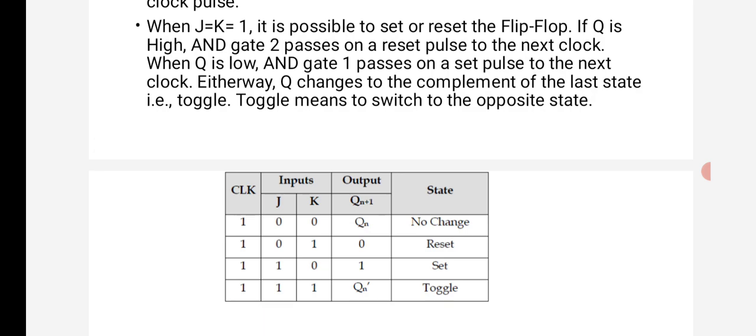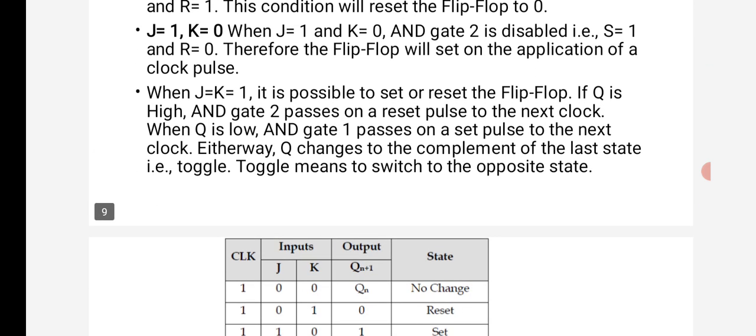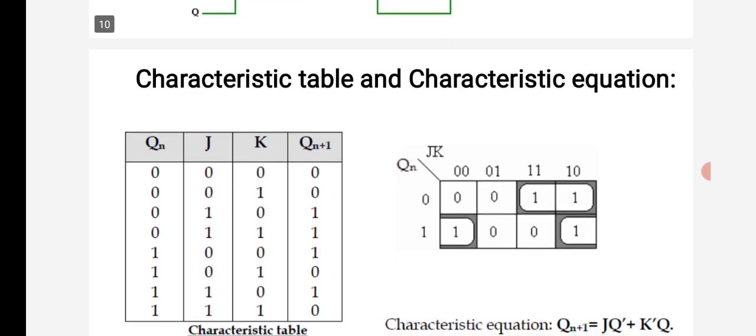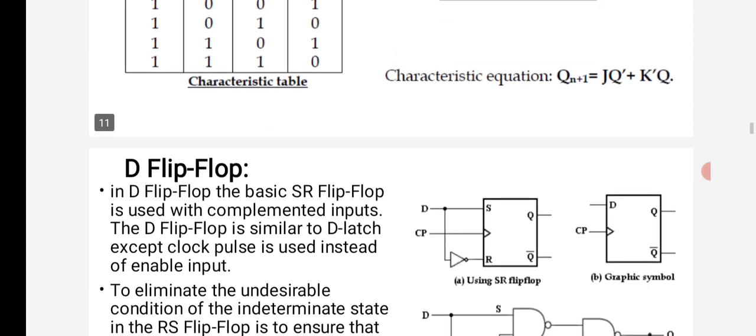So this is the truth table for the JK flip-flop and the clock pulses used in a JK flip-flop. So this is the characteristic table and characteristic equation of the JK flip-flop.